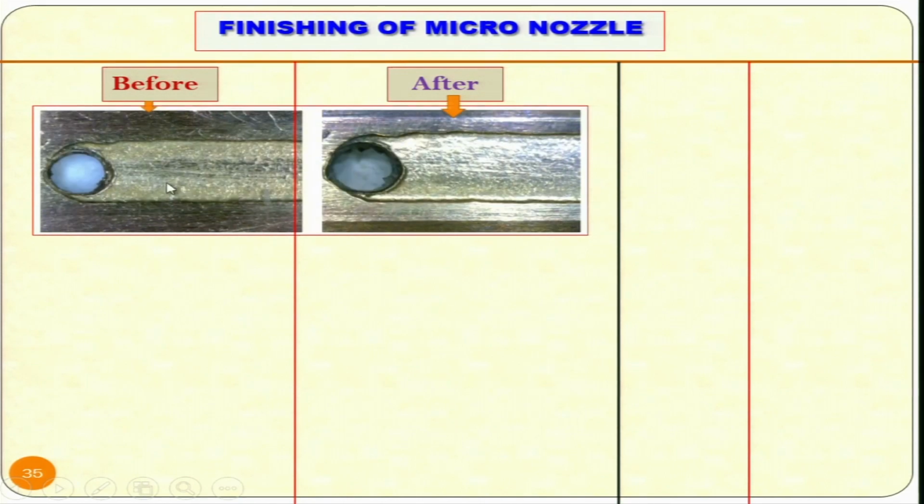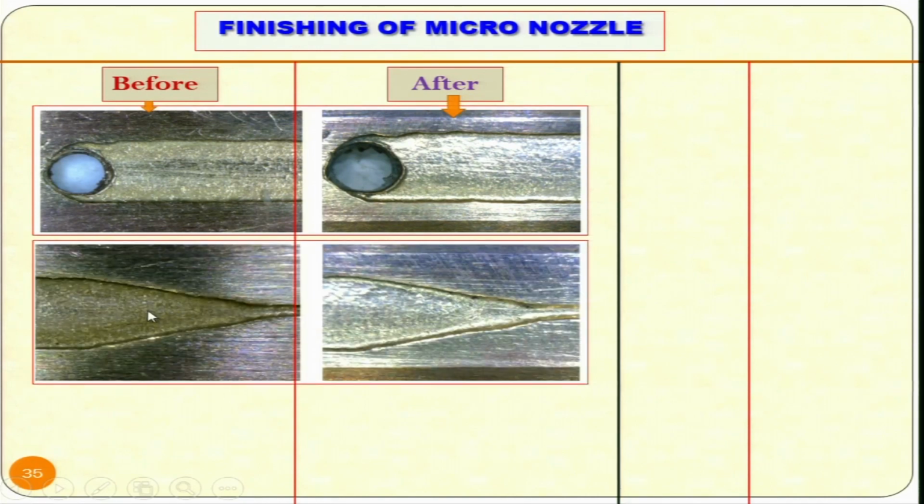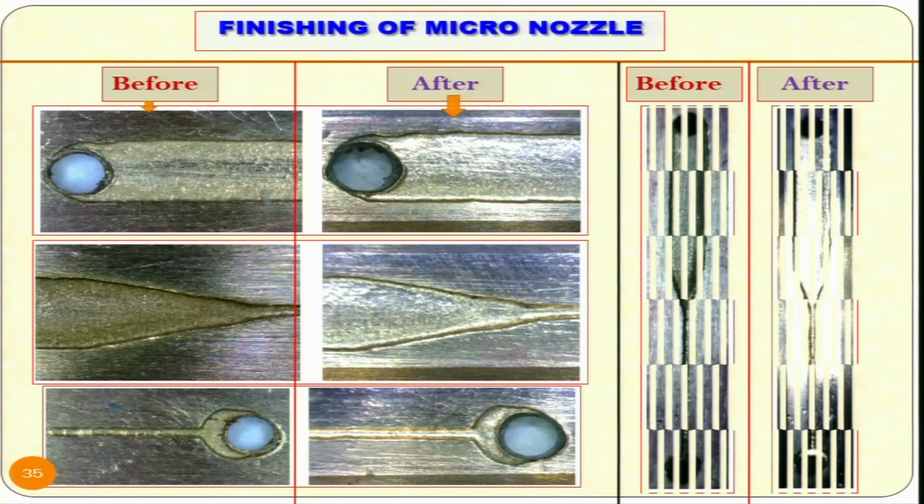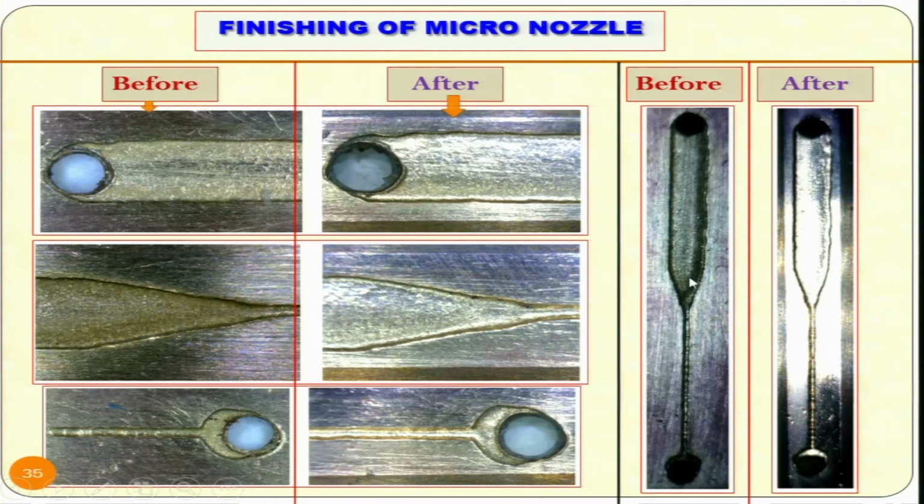You can see here before it is so rough, and after finishing you can see the difference between the two surfaces. This part before finishing, this is after finishing, and this is before finishing, after finishing. So MRF can be used for finishing of micro surfaces, micro features or micro products. You can see the whole nozzle, this is before finishing, this is after finishing, and these are the sections. So it clearly indicates the substantial difference in the finished surface. Qualitative difference before and after.